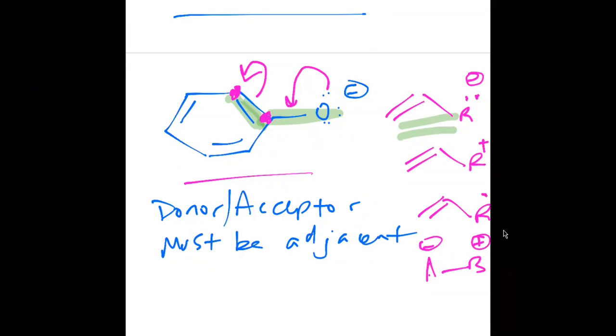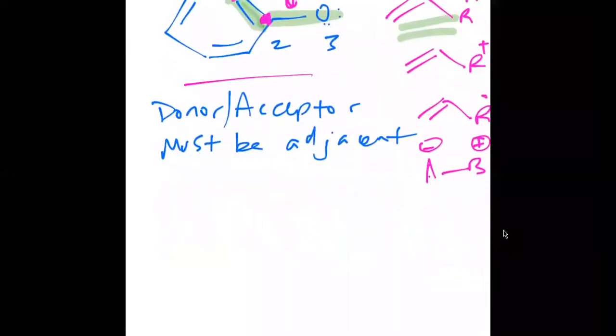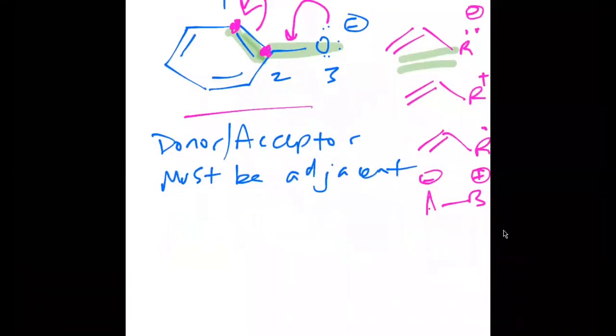So what I'm looking for in order to identify whether I can do resonance is a two-atom unit or a three-atom unit with a donor and an acceptor adjacent to one another. And that's exactly what I have here. I have a three-atom unit: one, two, three atoms. The oxygen is my donor, and the pi bond is my acceptor. Is everybody clear on that? Anybody not clear? Say something. So what does the resonance form look like based on that first set of arrows?